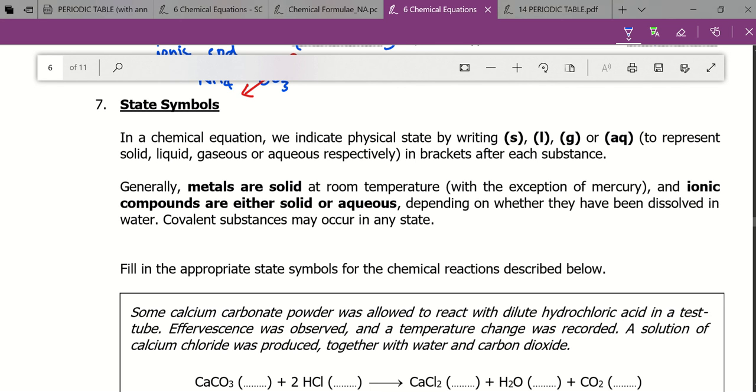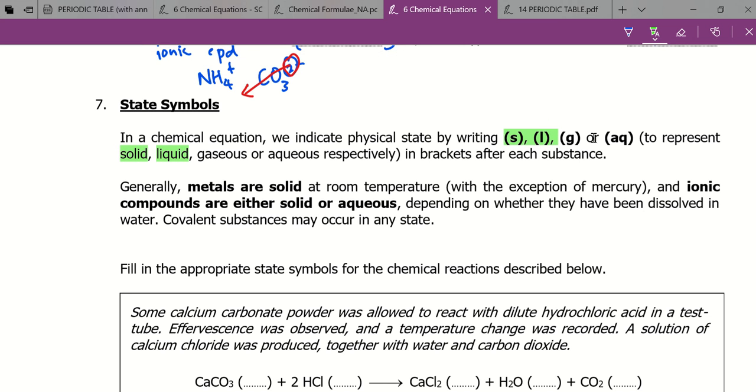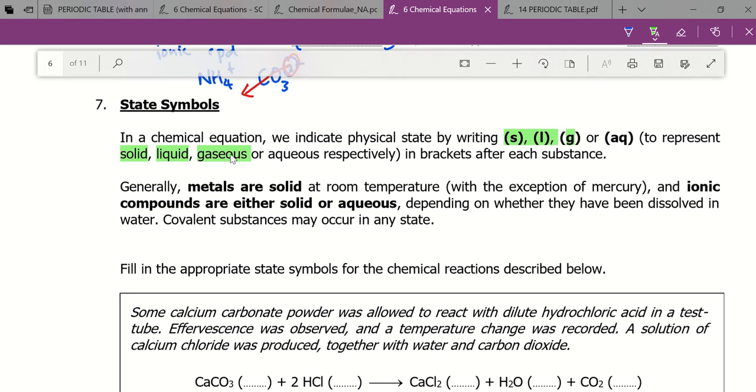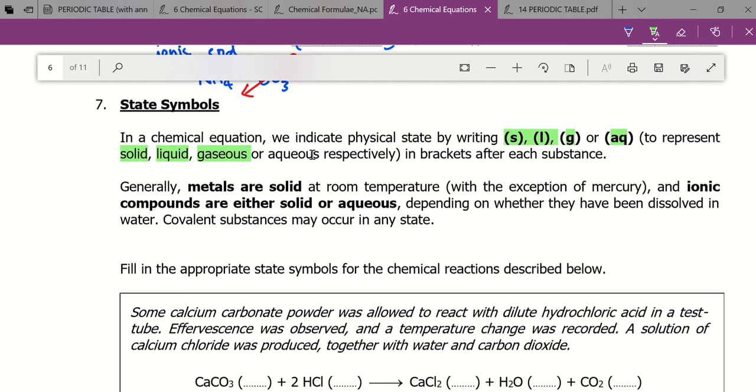Okay, so for the last portion on state symbols, this is when we learn how to quickly represent the physical state of a chemical by writing symbols like S for solid, L for liquid, G for gas, and AQ for aqueous.